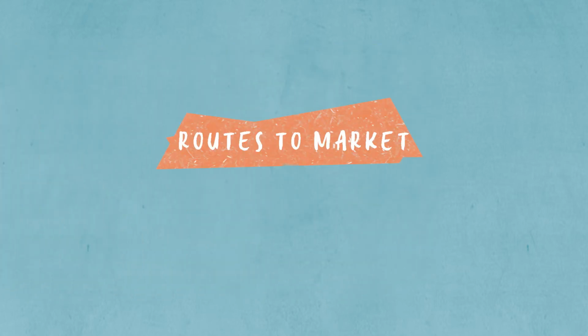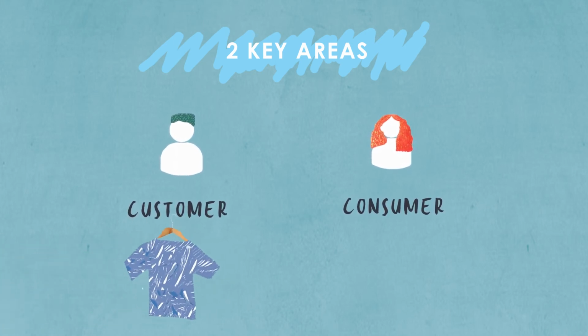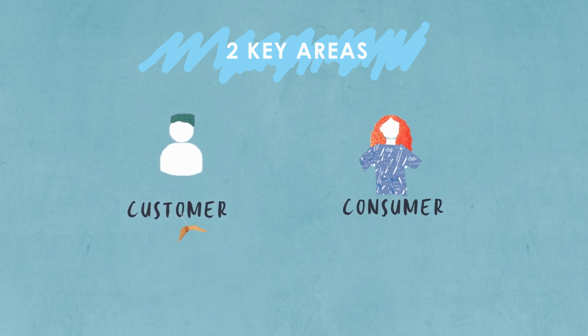Before we can talk about routes to market, we have to define 2 key areas, the customer and the consumer. If you've never done this before, remember that the customer is the one who pays for the product, but the consumer is the end user. A common example is in children's clothes. The parent is the customer, but the child is the consumer.